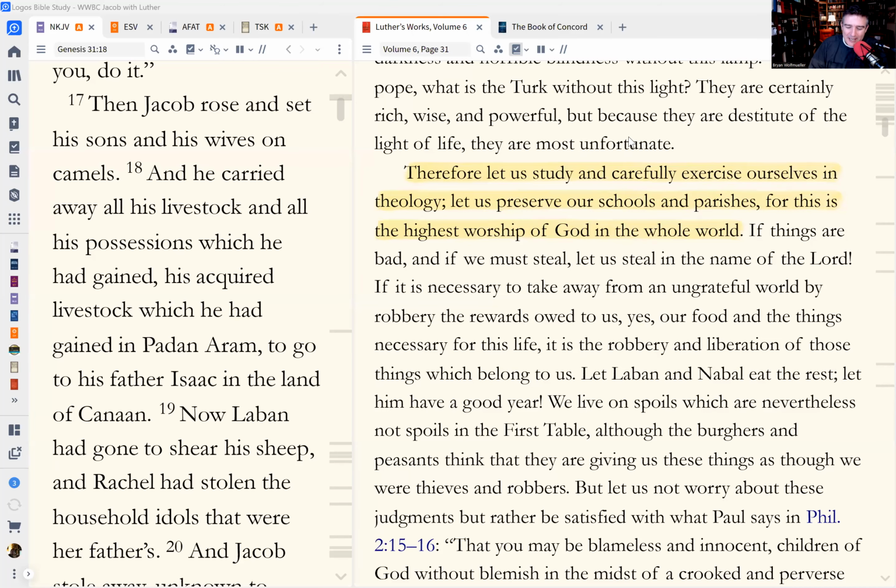We'll finish with this little paragraph here. Therefore, let us study and carefully exercise ourselves in theology. Let us preserve our schools and parishes, for this is the highest worship of God in the whole world. So it is just theology that teaches this to us.